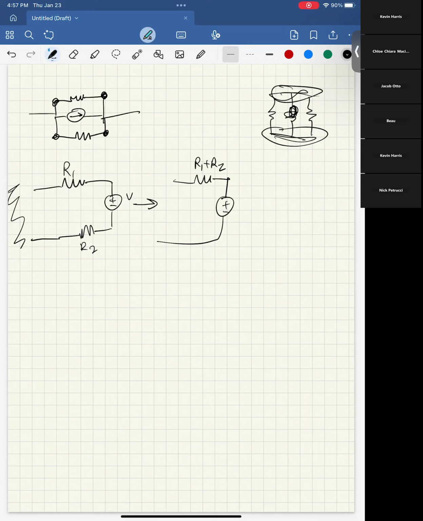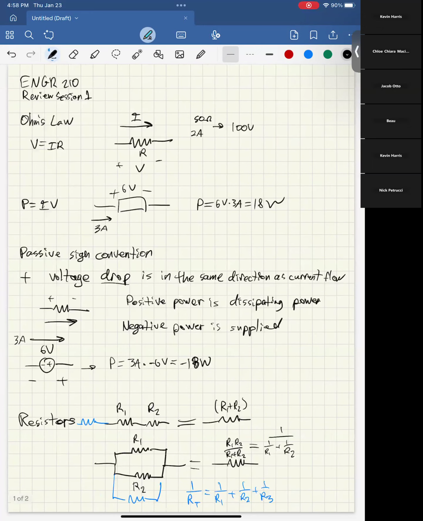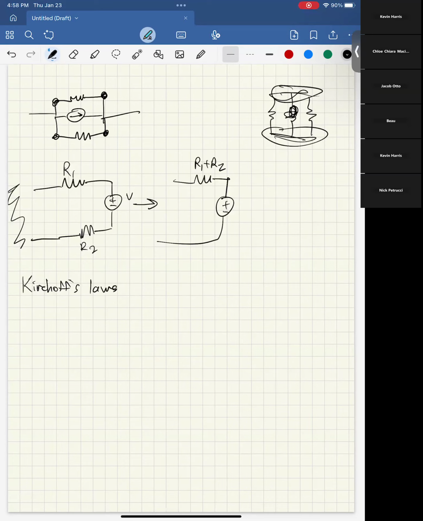Okay, then two more things, and then I will get to practice problems for real this time. So Kirchhoff's laws. This is one step up from V equals IR as being the basis of everything you'll do in this class.